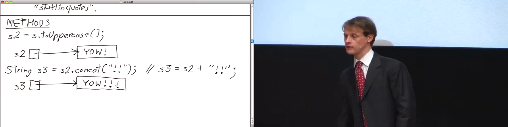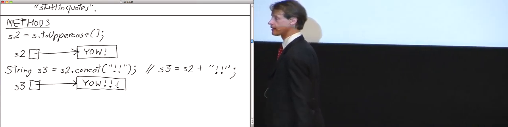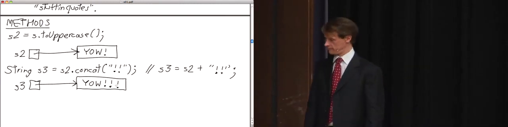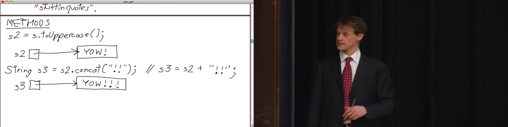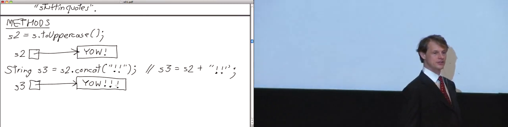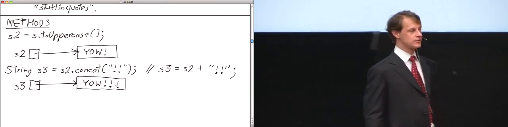Yeah, you always use double quotes. Single quotes are for characters. No. Nope. It does return a new object, yes. So concat does not change the original object, and neither does toUpperCase. They both return a new object. Neither of them change the string.